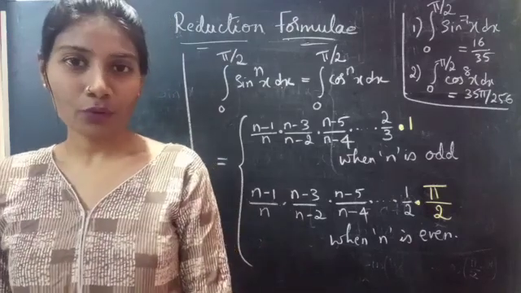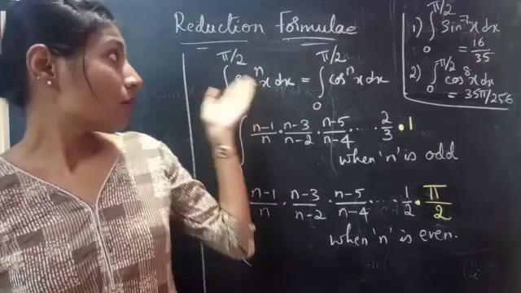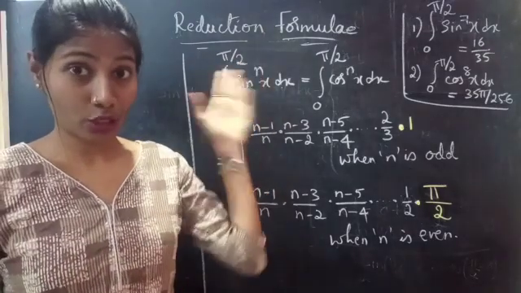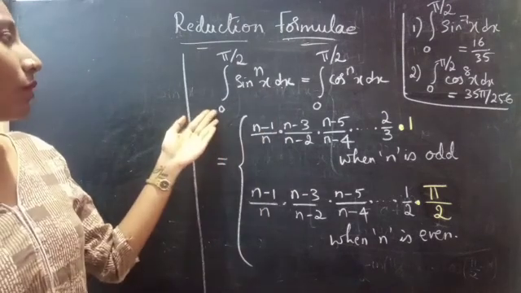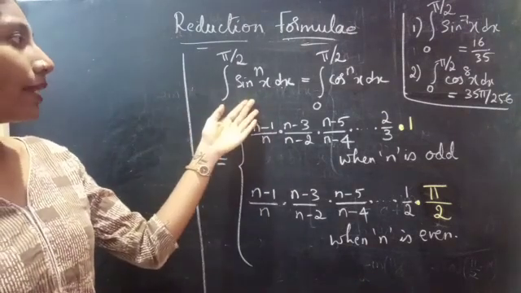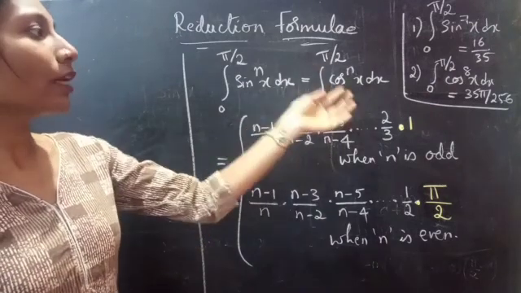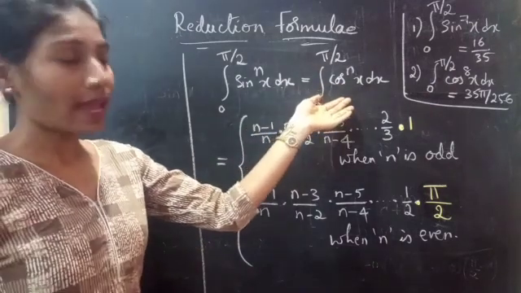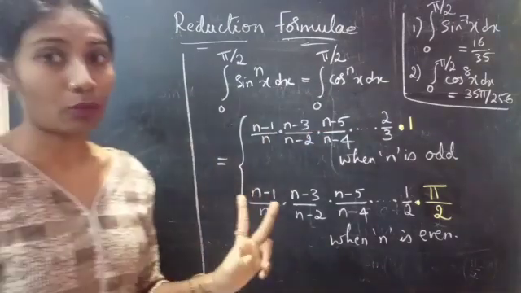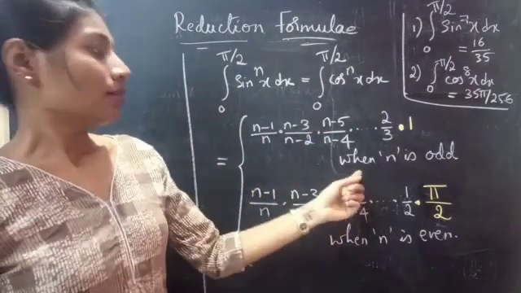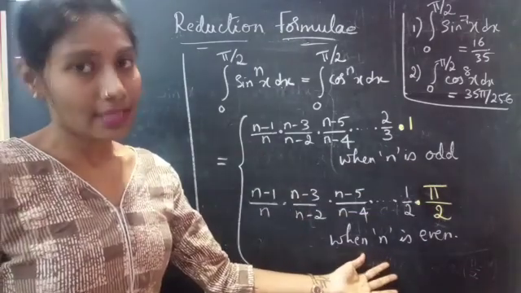So in this video we are going to see how to apply the reduction formula. Integral from 0 to pi by 2 of sine power n x dx equals integral from 0 to pi by 2 of cos power n x dx. We have two formulas: firstly, when n is odd, and second, when n is even.